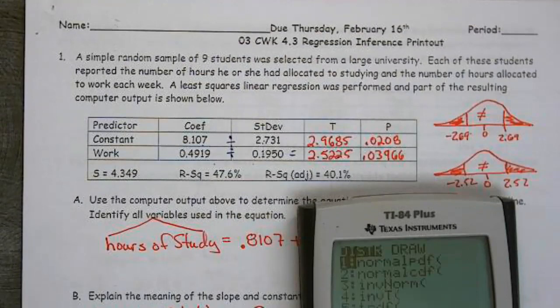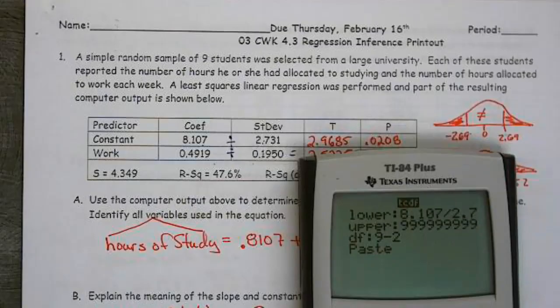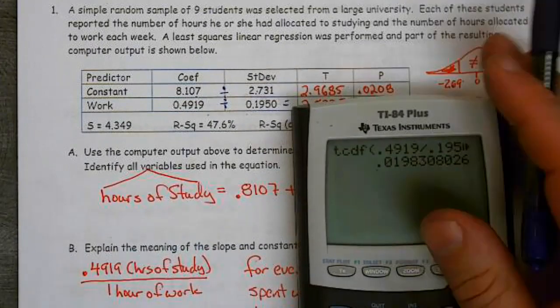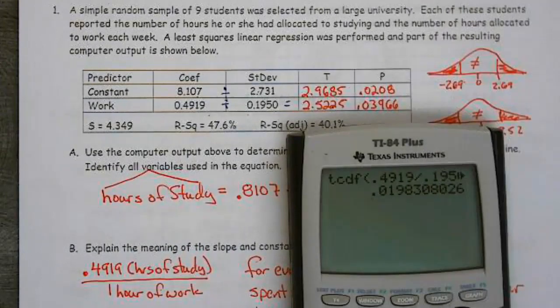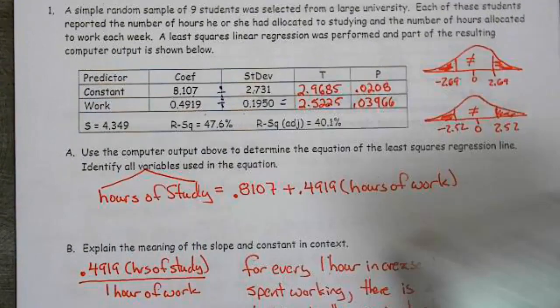So second vars, TCDF, my lower bound is now going to be 0.4919 divided by 0.1950. And I end up getting 0.1983. I multiply that by 2, and I get 0.03966. All right, so that's my p-value for this. All right, so we'll use that later on.